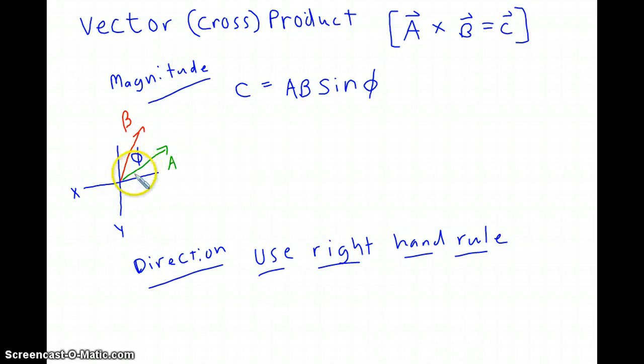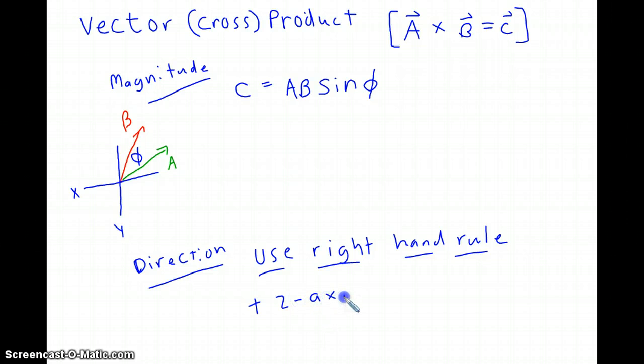And if you could imagine doing that, or doing it with me on your screen, curling your fingers this way will have your thumb pointing out of the screen. So what that would mean for direction of whatever these magnitudes times the sine of phi between them, the direction we'd put on that value would be the positive z-axis. The z is the third dimensional axis.